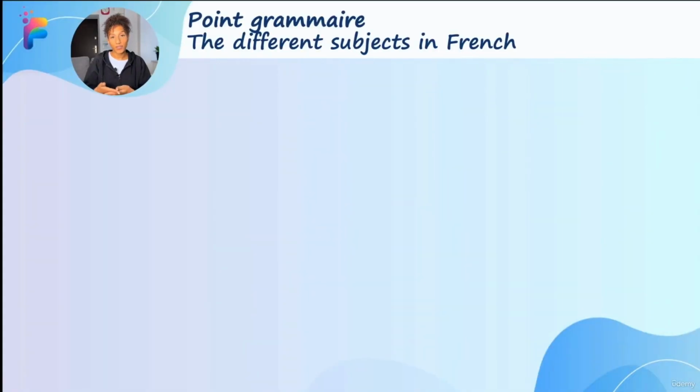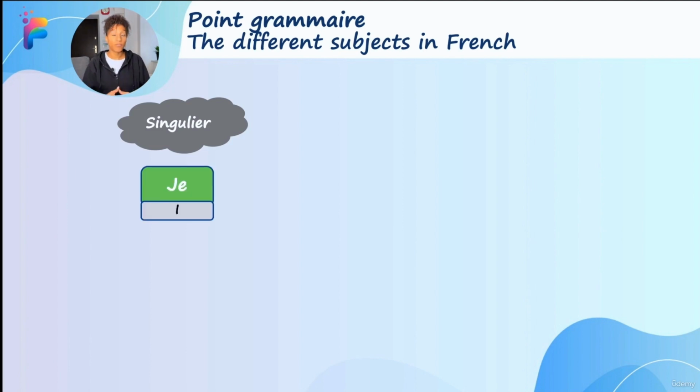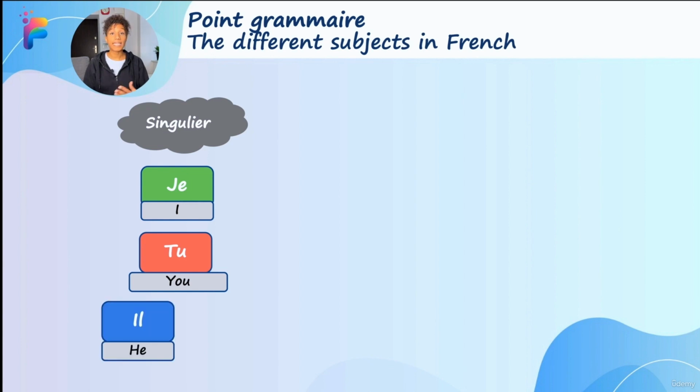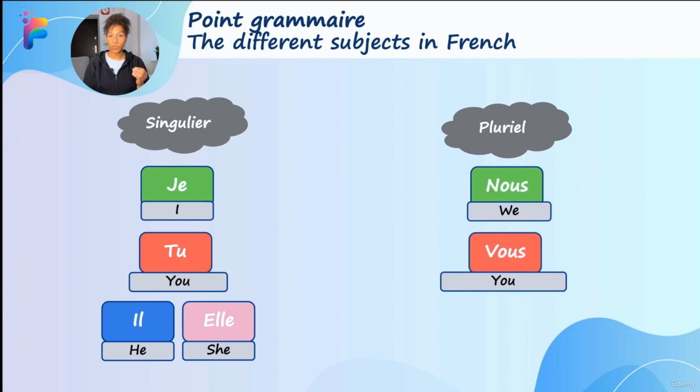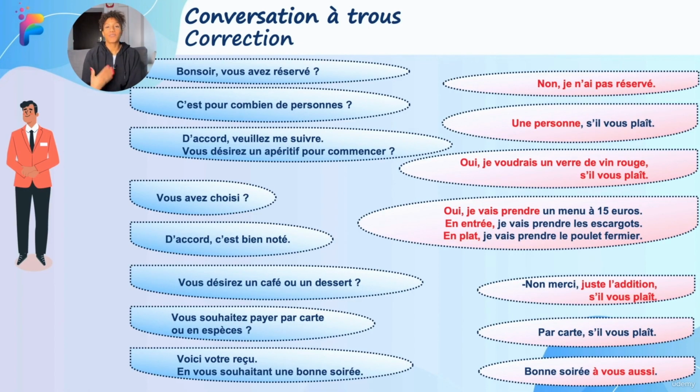Let's have a look at the different subject pronouns. We'll start with the singular and then we'll go with the plural. The first one is je, which is I. Then we have tu, which is you, il, he, elle, she. Now plural. Nous, which is we, vous. This one is the you, and you use it with one person when you want to keep your distance and show some respect, or you can use it with more than one person. Don't hesitate to rewatch it.